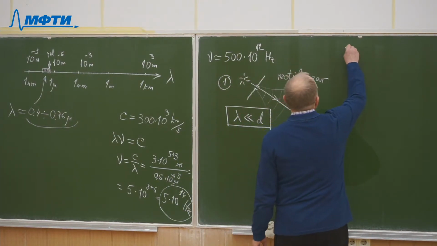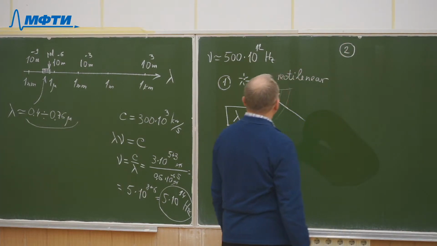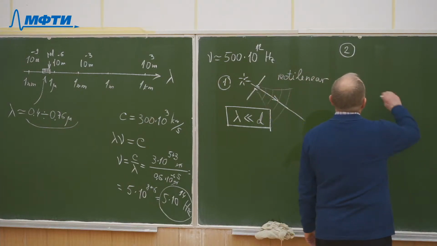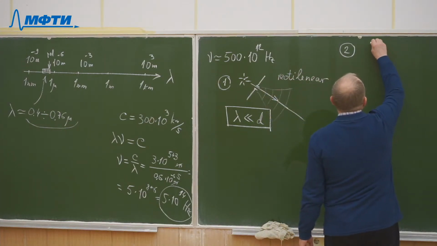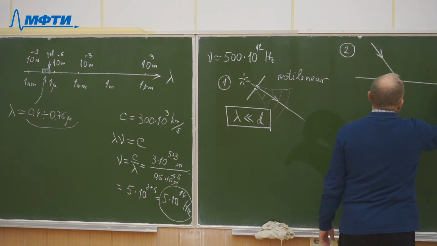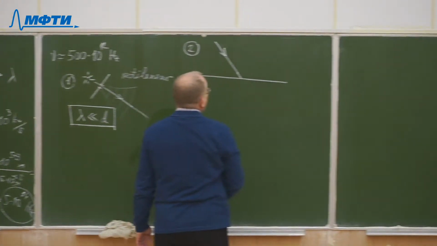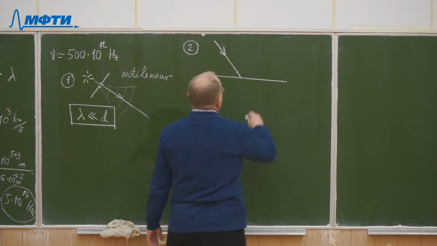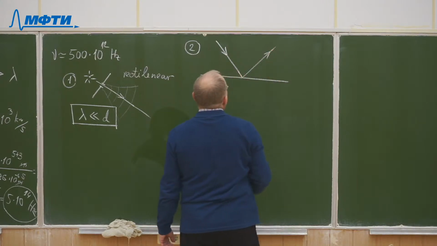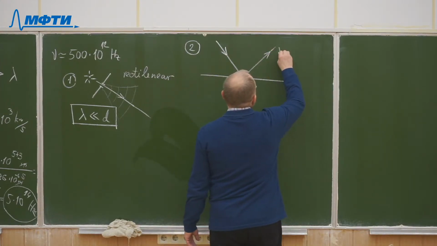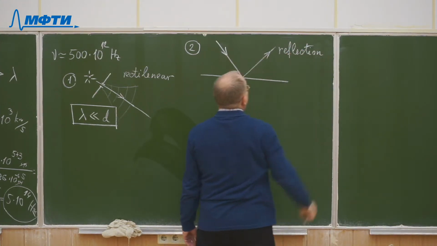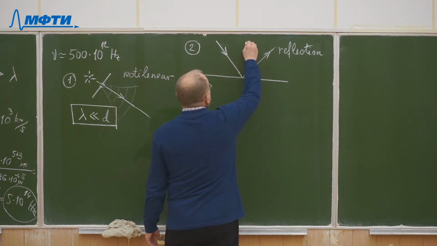The second property of light, which we will consider apart from rectilinear propagation of light rays, will be reflection of light. So suppose we have a light ray which falls on the surface of some body, on a smooth surface. Then this light ray will be reflected from the smooth surface. This is a reflection of light.